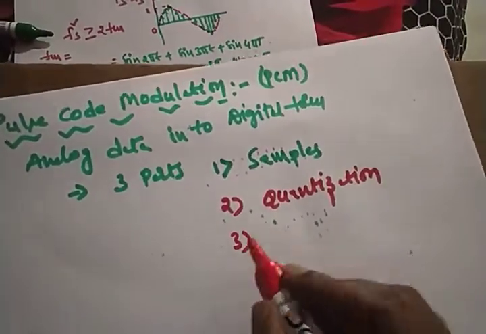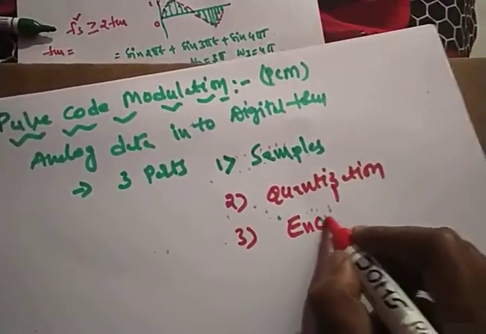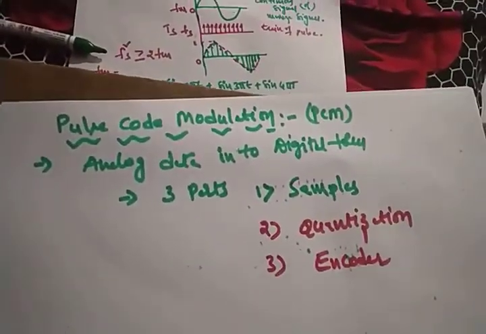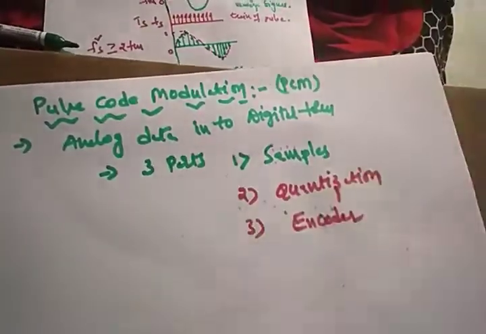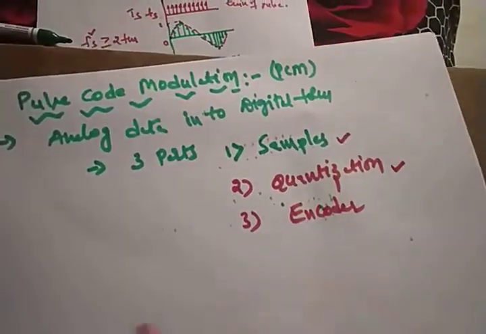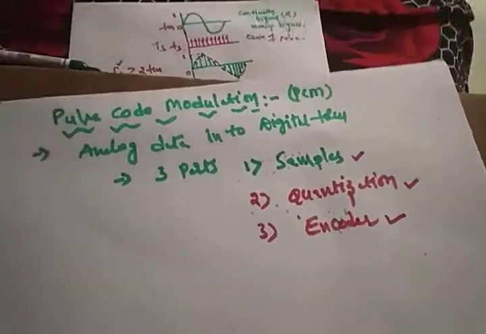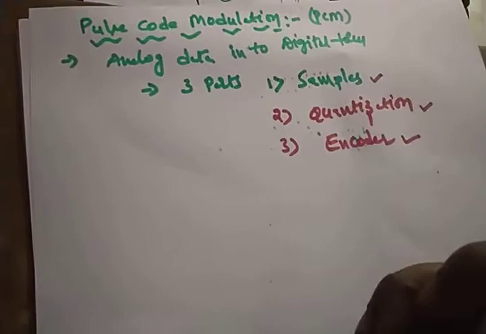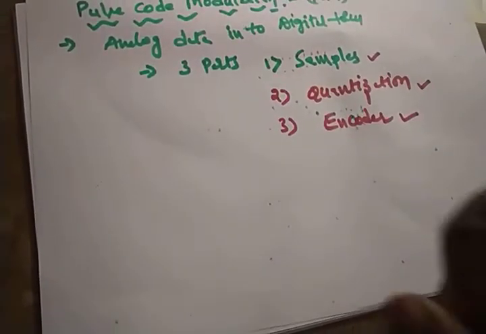And the third one is encoder. So pulse code modulation, which is having how many parts? Which is having three parts. The first one is a sampler, the second one is a quantizer, and the third one is an encoder. First I'll clearly explain the block diagram. After that we'll derive each and every component individually, right?